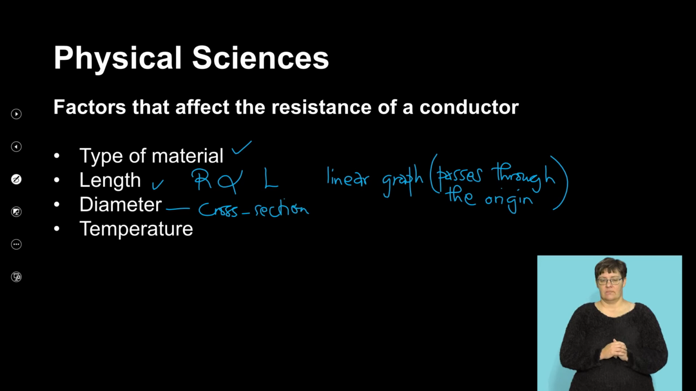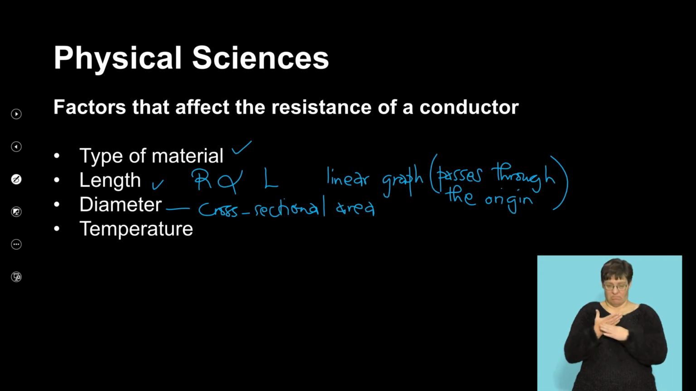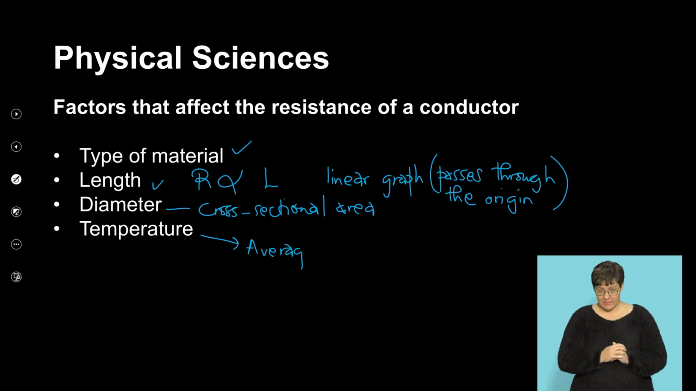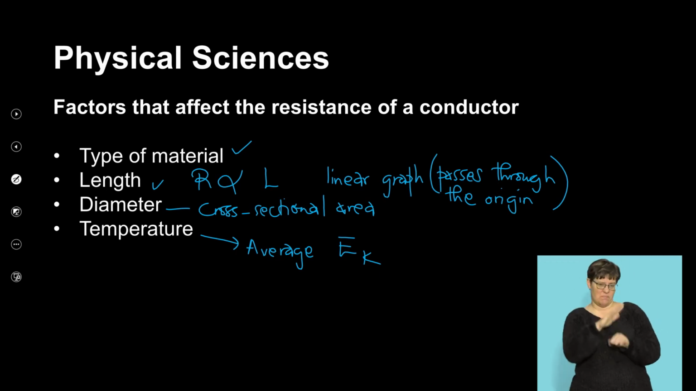So it's the cross-sectional area, okay? The greater the diameter, the greater the cross-sectional area. And we also speak about temperature in terms of the average kinetic energy of particles. Okay, but remember, these are actually solid. So the average kinetic energy, which is based on the kinetic molecular theory, right?